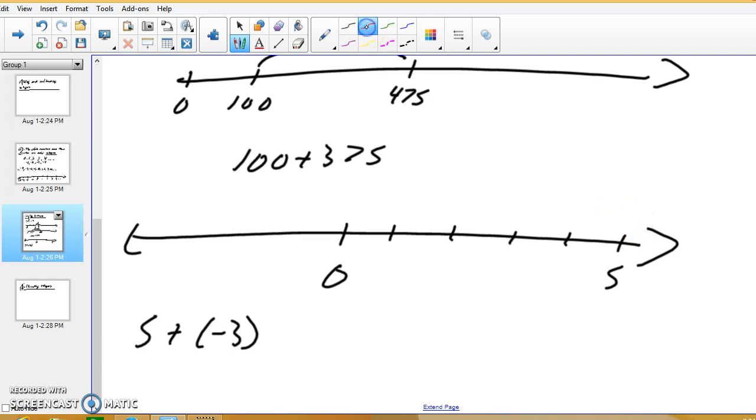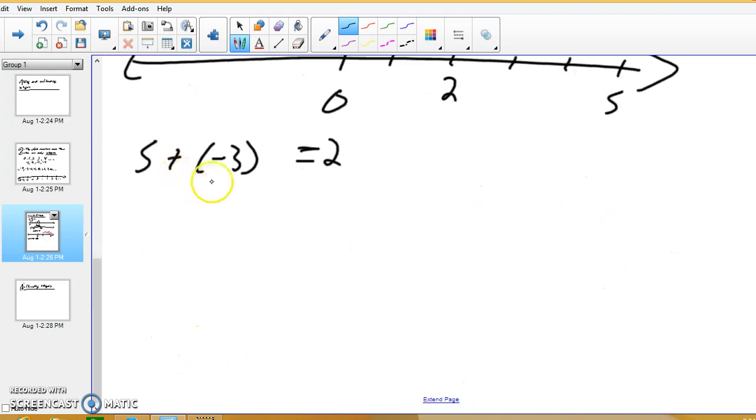So now it would be 5 plus a negative 3. Well, we have to move 1, 2, 3 in the negative direction. And what does that give us? That gives us 2. So when you add a negative number, instead of moving to the right, as addition normally does, you actually move to the left. Seems simple enough? Okay. So now, what happens if that is negative 5 plus a negative 3?